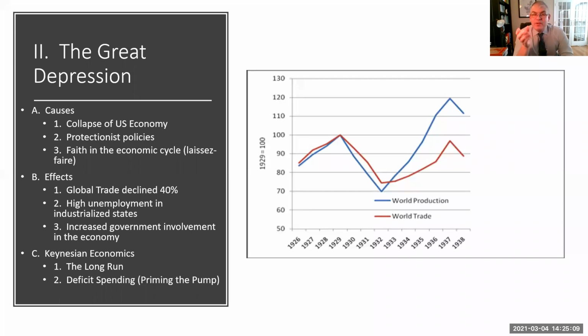Now, that brings me to the faith in the economic cycle. Another cause to this is that when the Great Depression happened, the attitude was let it play itself out, it will correct itself in the long run. So the idea is that the laissez faire attitude said, let it play out, don't do anything about it.